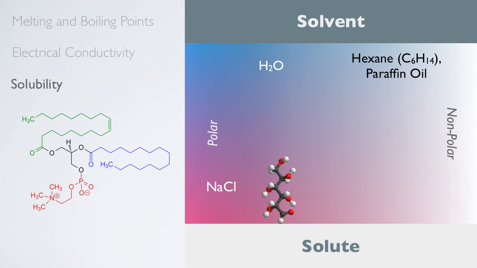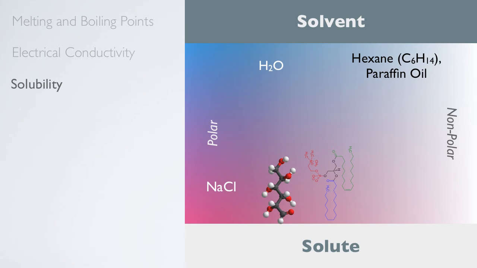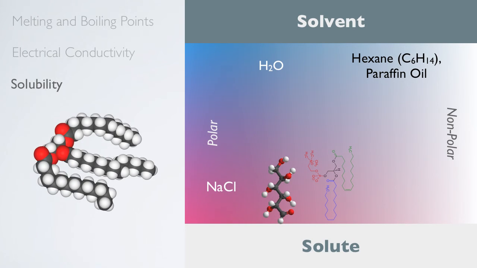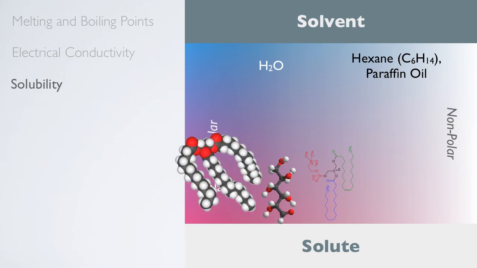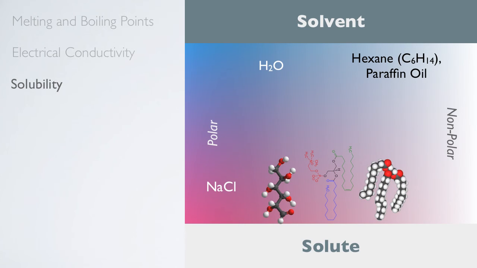Phospholipids, the things that make up our cell membranes, are mostly nonpolar, except for the phosphate group in the middle, which is very polar. So these are partly soluble in water and partly soluble in a nonpolar solvent. Triglycerides, the things that make up fat in our body, are completely nonpolar, and so they rather dissolve in nonpolar solvents. Finally, many diatomic gases are also nonpolar and dissolve better in nonpolar solvents.